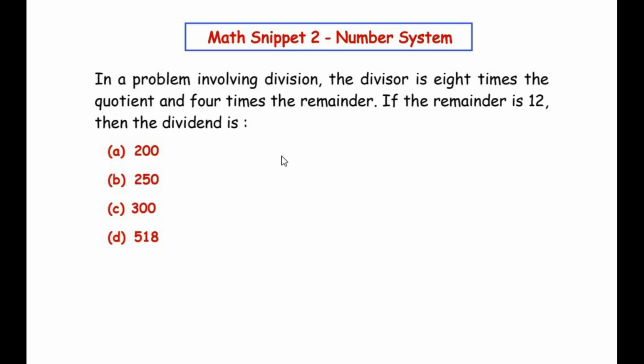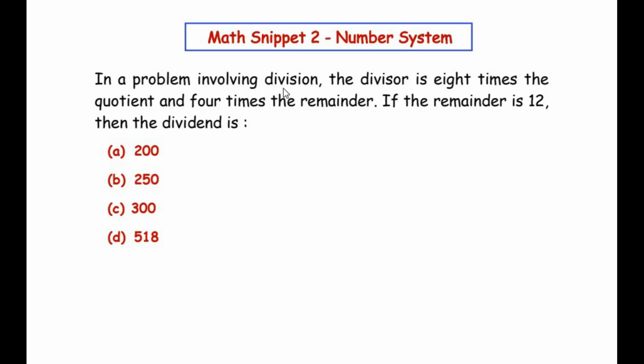In this video we are going to solve a competitive examination question from number system. In a problem involving division, the divisor is 8 times the quotient and 4 times the remainder. If the remainder is 12, then the dividend is. And we can see 4 options are given.